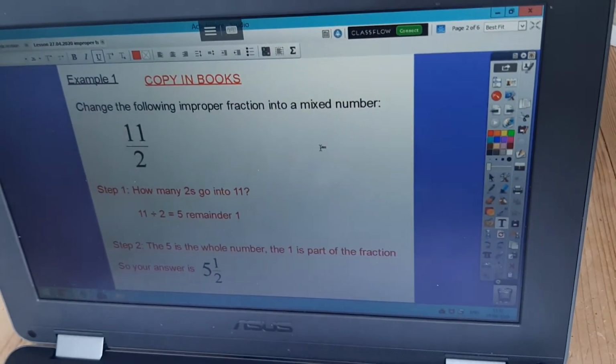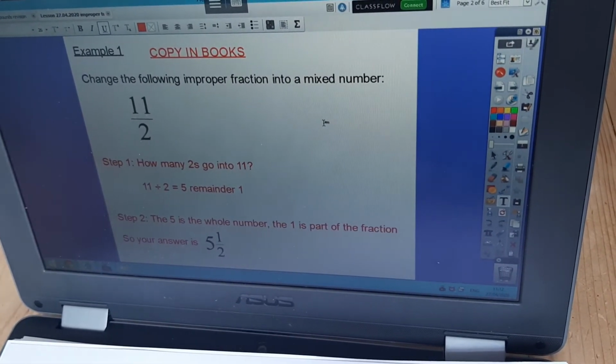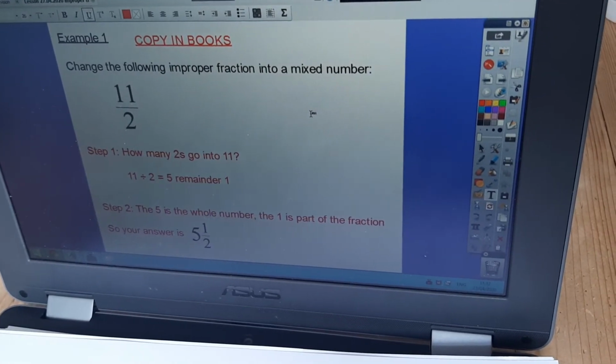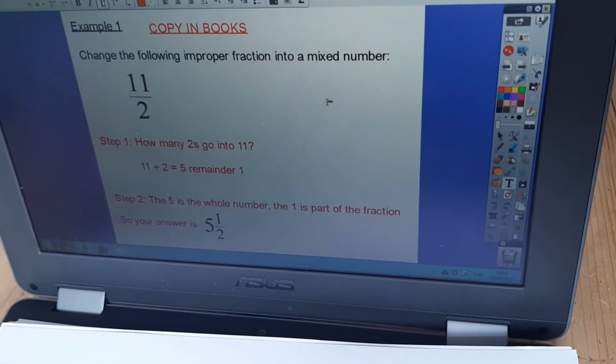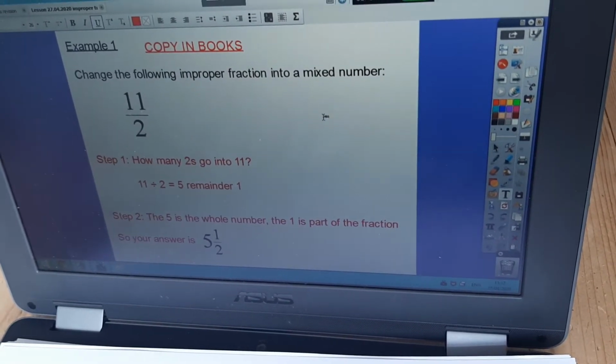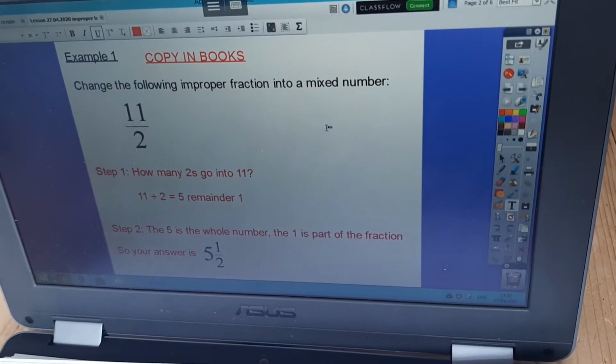Okay, so we'll start off with example number 1 from the sheet, from your lesson. So we're going the other way today. We're going from improper fractions into a mixed number. So we're going from the fraction that has a higher number on the numerator and a lower on the denominator to the type of fraction where you've got a whole number part and then a fraction part.